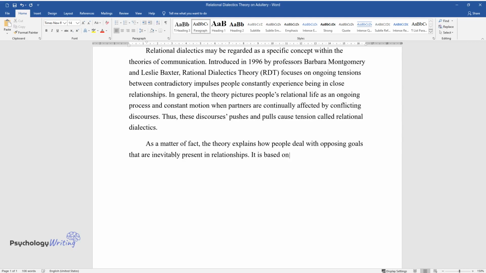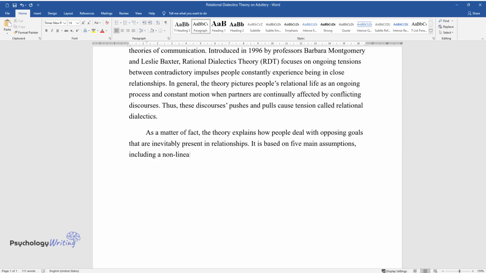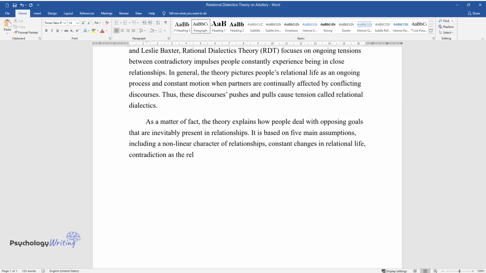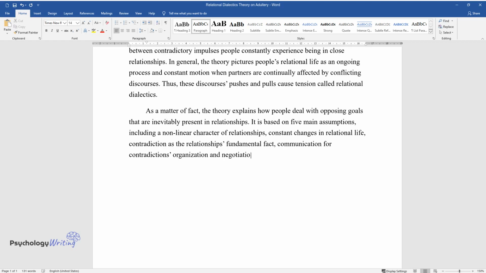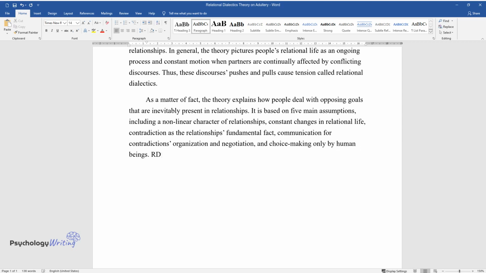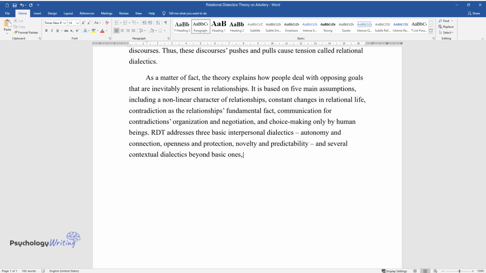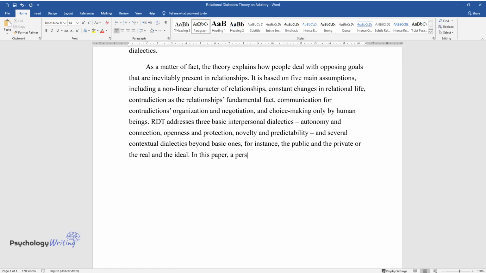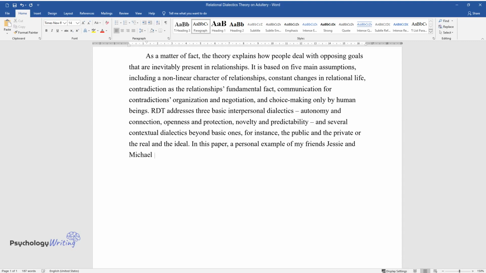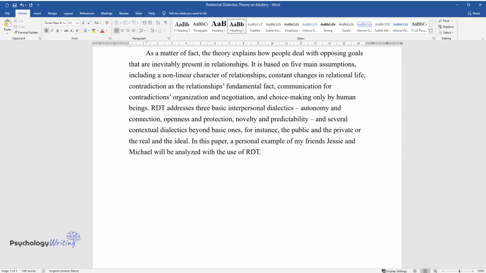It is based on 5 main assumptions, including a non-linear character of relationships, constant changes in relational life, contradiction as the relationship's fundamental fact, communication for contradictions, organization and negotiation, and choice-making only by human beings. RDT addresses 3 basic interpersonal dialectics: autonomy and connection, openness and protection, novelty and predictability, and several contextual dialectics beyond basic ones, for instance, the public and the private, or the real and the ideal. In this paper, a personal example of my friends Jesse and Michael will be analyzed with the use of RDT.